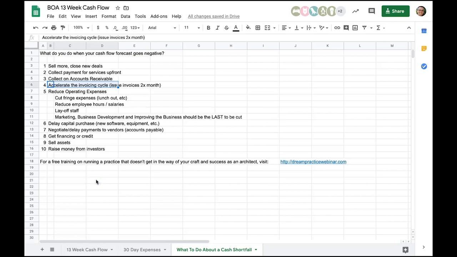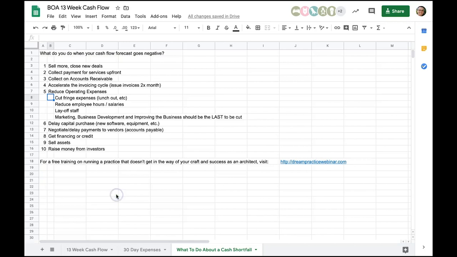Number five, you can reduce operating expenses. So a lot of times in recessions or down markets, this is the go-to thing, is take a look at operating expenses. Now, your primary expenses are going to be payroll. That's going to be your number one expense. And then you're probably going to have a rent expense and insurance expense and other things like that.